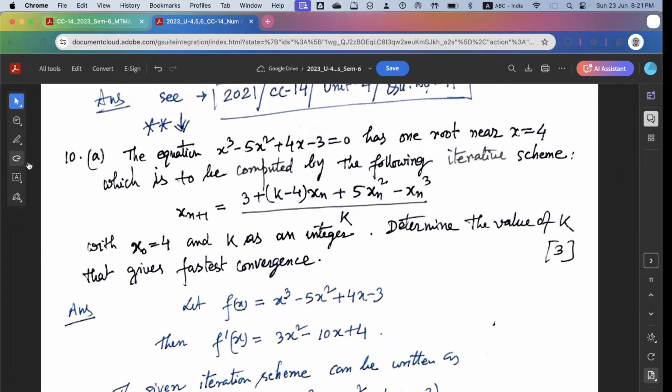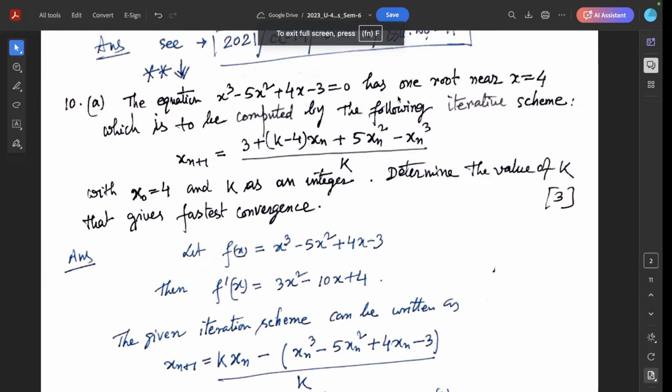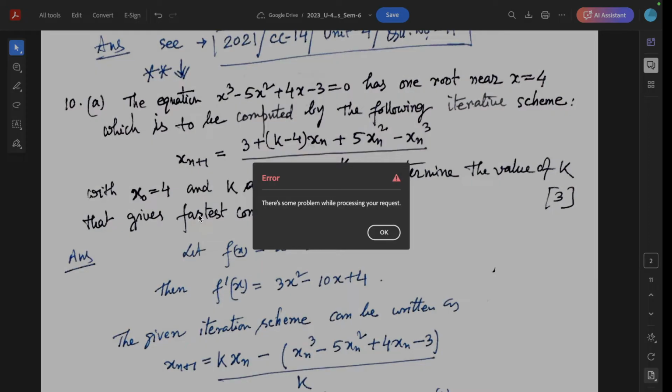Next question, question 10a. The equation x cubed minus 5x squared plus 4x minus 3 equals 0 has one root near x equal to 4, which is to be computed by the following iteration scheme: xn equals 3 plus k minus 4xn plus 5xn squared minus xn cubed, whole divided by k, with the initial approximation x0 equal to 4 and k an integer. Determine the value of k that gives the fastest convergence.